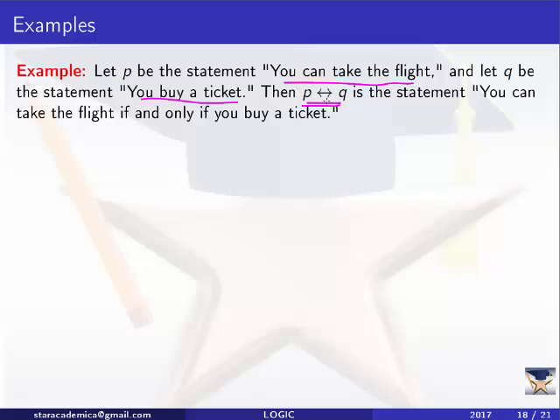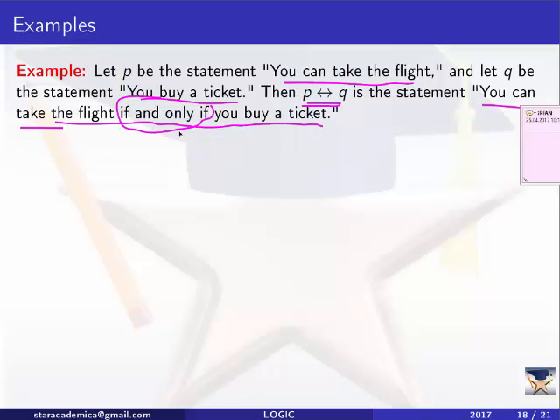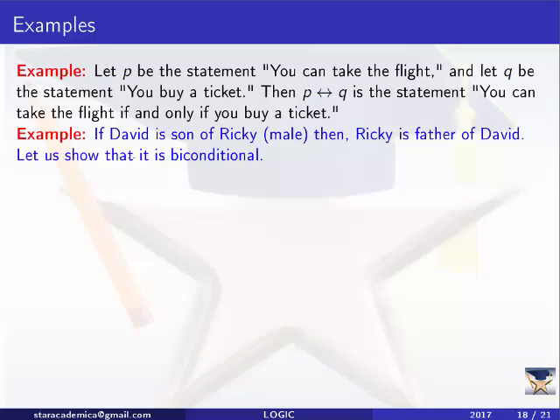What is P if and only if Q? You can take the flight if and only if you buy a ticket. So you put "if and only if" in between, connecting these two sentences. And this is true if both are true, and false if one is missing: you cannot have the result.